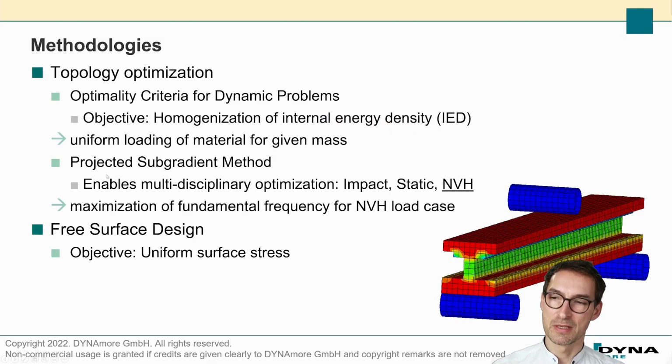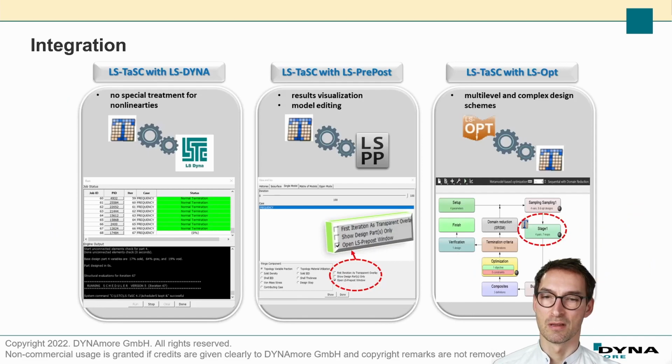What we use here is the so-called projected subgradient method. This is an extension of the method, and with this one we can also perform impact statics and NVH optimization at the same time. I'll get back to this in a minute. And of course, we can also optimize the free surface design. Yeah, and we want to have a somewhat uniform surface stress distribution.